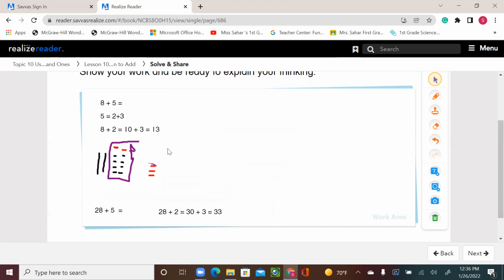What did I do? I used the strategy to break apart, to make my ones 10 and add my 10s. And then what's left, the ones, I will add. Why? Because it's always easy to add when you have a 0 in your addend.